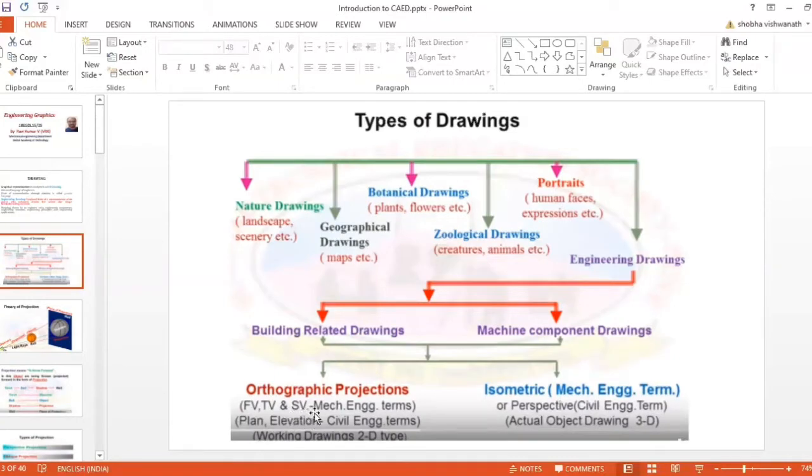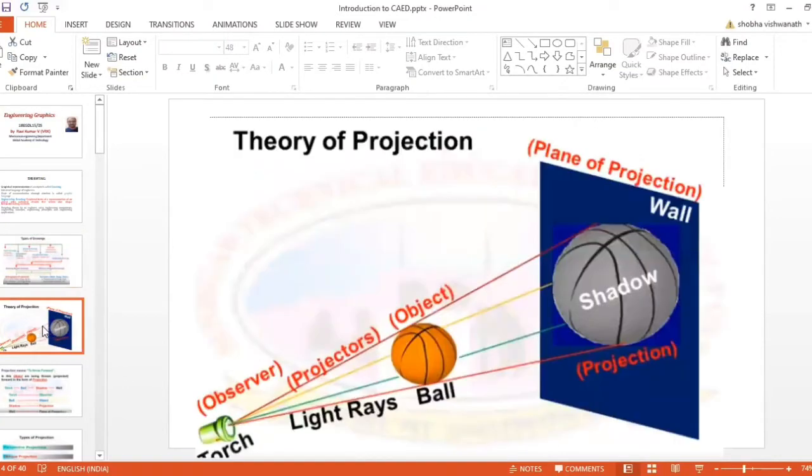That's why most engineering drawings or civil drawings are based on orthographic projections, because you get the actual shape and size. Isometric drawing is a mechanical engineering term, or you can call it perspective, or in civil engineering terms, the three-dimensional drawing. These are some of the ways you classify engineering drawing. Now let us see one of the basic fundamentals, the theory of projections.